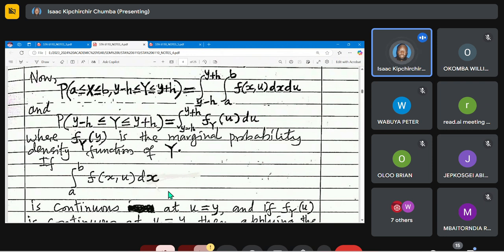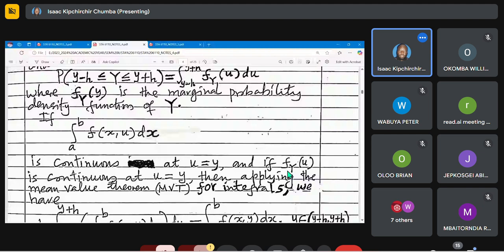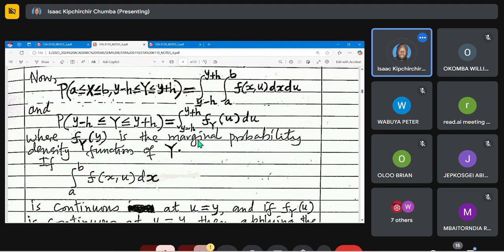This definite integral of the joint with respect to x will be a function of u, because you will have integrated with respect to x and you put the limits for x. You can see it will be a function of u. So we are saying if this function is continuous at u equals y, and also if f of y u is continuous at u equals y, because essentially they are both functions of u.